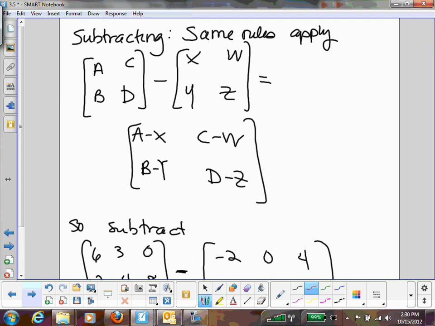All right, so subtracting. Order is really important with matrices. You do the first one minus the second one. You can't flip-flop them around, okay? So if I have elements of A, C, B, D minus X, W, Y, Z, then it's going to be A minus the X, C minus the W, B minus the Y, and D minus the Z. Okay?